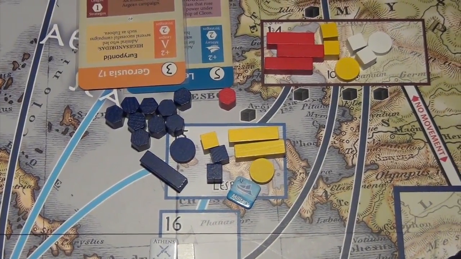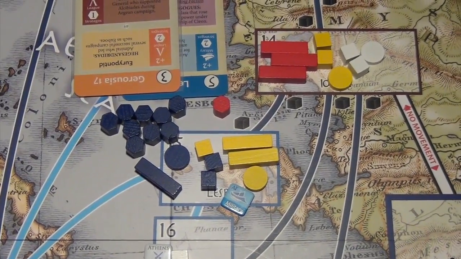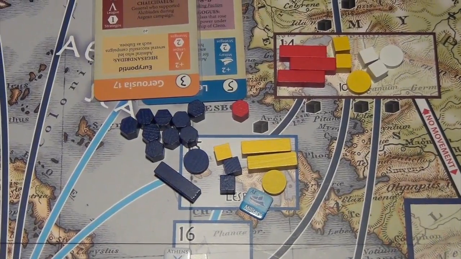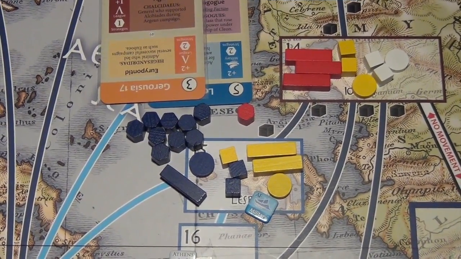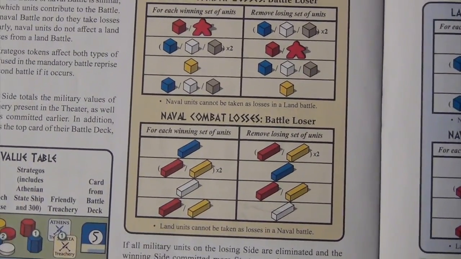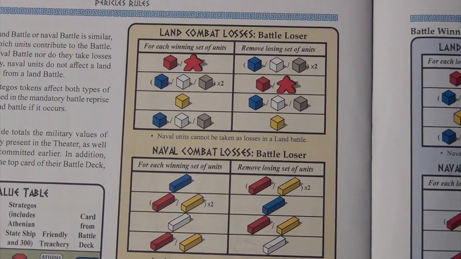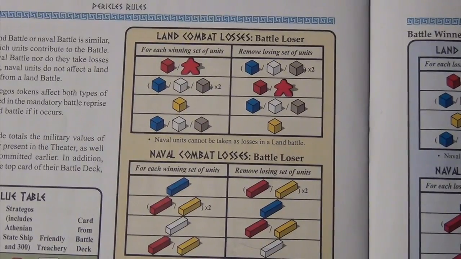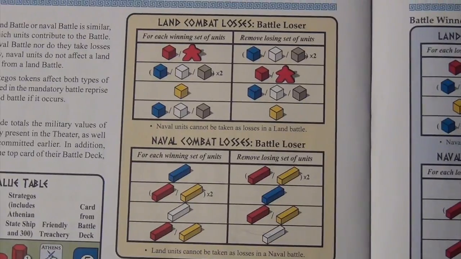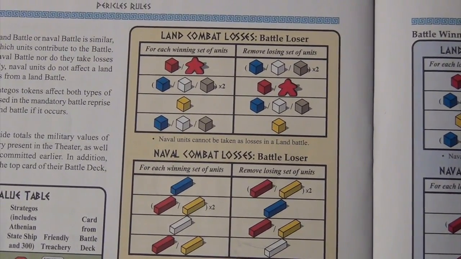And now we see that the strength of the Peloponnesians is 2 for the base, 2 for the navy, 1 for the Stratego. That's 2, 3, 4, 5, plus 3 is 8. Okay, this is in the rule book, page 18. It's also on the player aids, but I wanted to show you in the rule book so we can walk through how this works. So the rule is very straightforward.